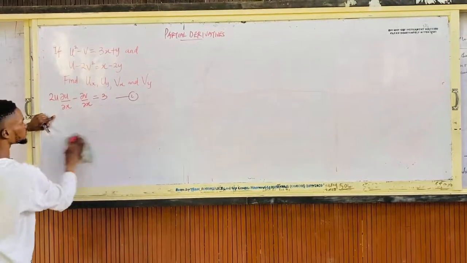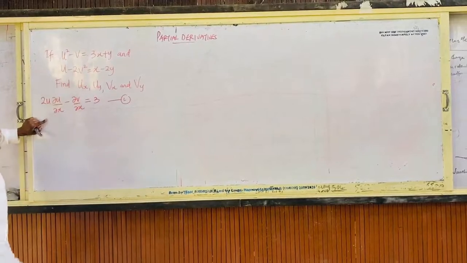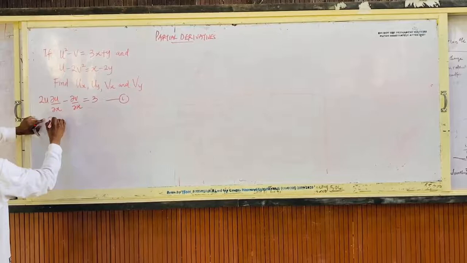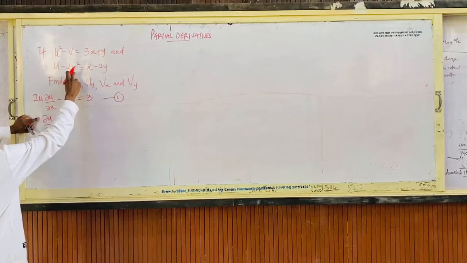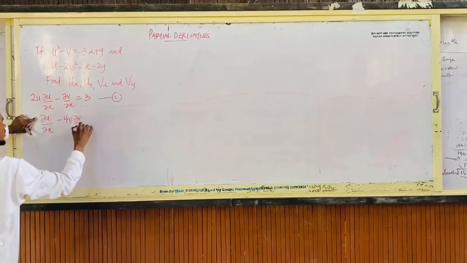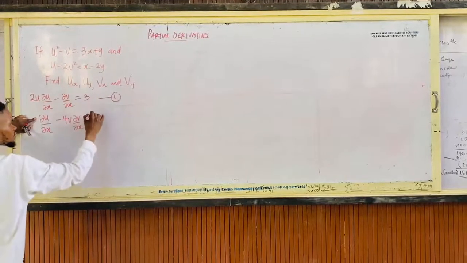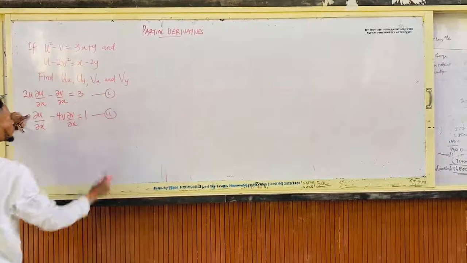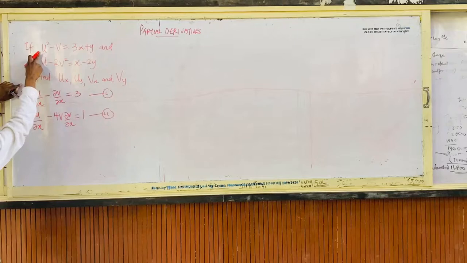Then also, let's differentiate this one too partially with respect to x. Differentiate u with respect to x. That's 1, del u del x, minus this with respect to x. That's 4v del v del x. Now differentiate x with respect to x. That's 1. Y is 0. Equation 2.